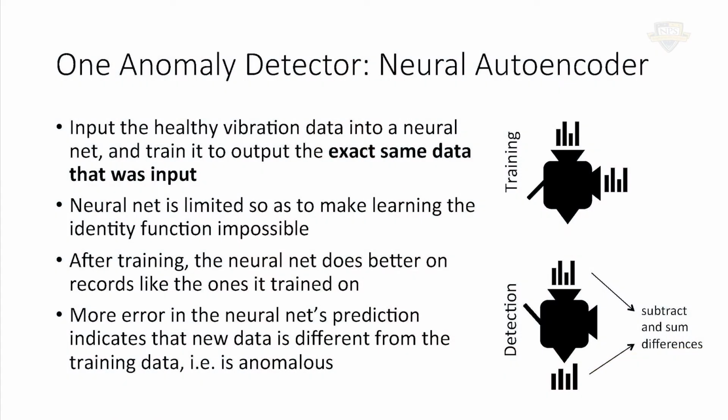Okay, well, the story is that we don't just use any neural network here. We use one that's been kind of crippled in a certain way, so it's not capable of learning the identity function, right? That's the function that just takes whatever you give me and gives it right back to you. It actually can't learn that function, okay? So the result is that after training a neural network, it does better reproducing data that it's been trained on than on data that it's not been trained on.